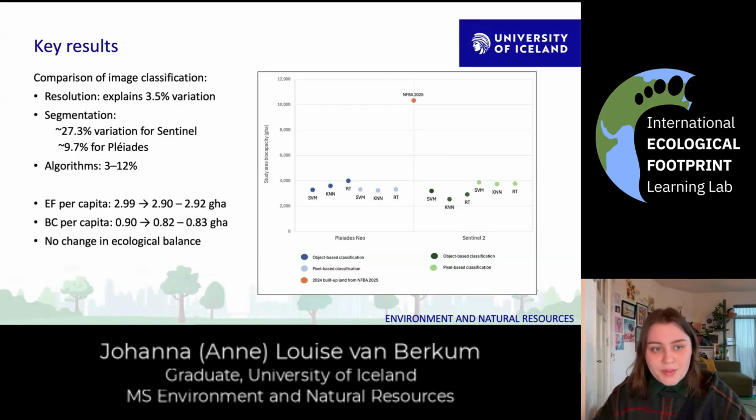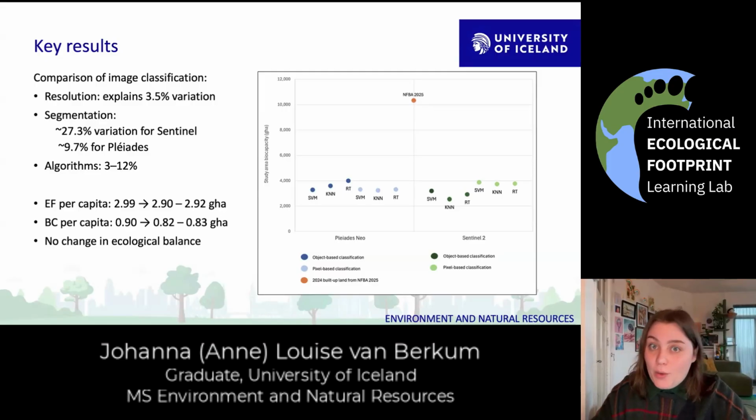And then the different algorithms: depending on the algorithm, the differences were 3% or 12% or anywhere in between. So the algorithm with the biggest difference in results, I'm quite sure, is random trees, RT. They had the biggest differences between them. And the smallest one, I'm not entirely sure anymore, because this is a while ago that I wrote the thesis, but I know which one had the biggest one.